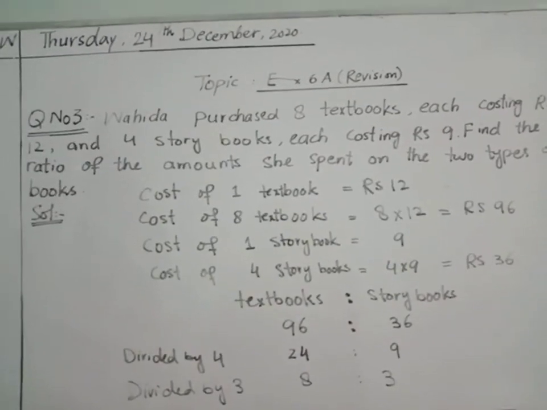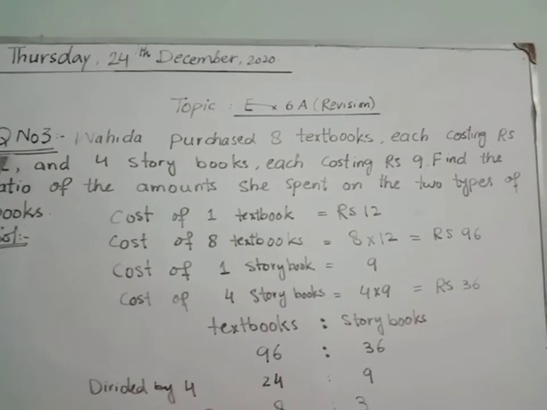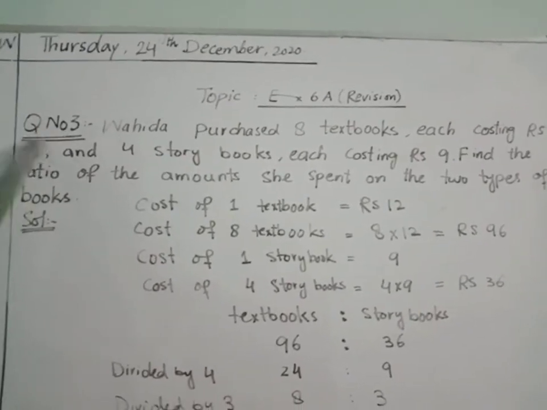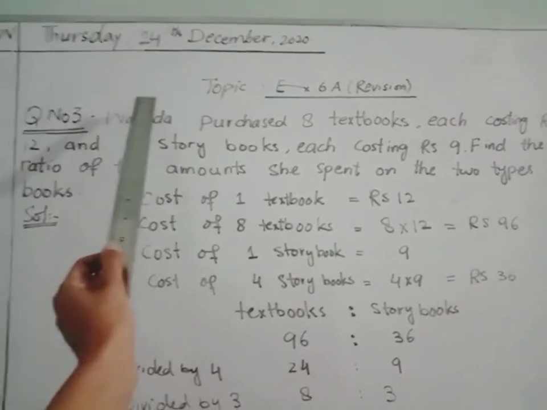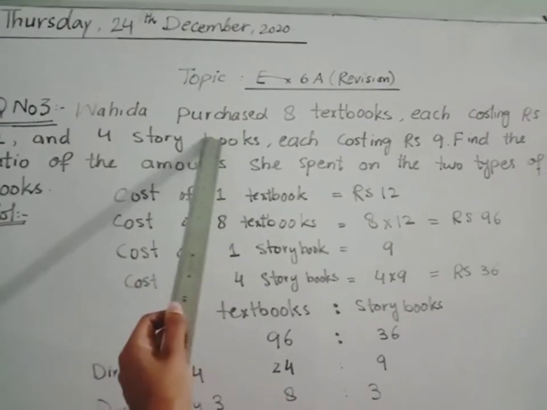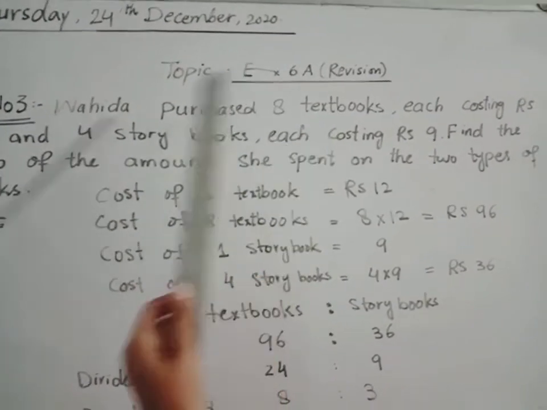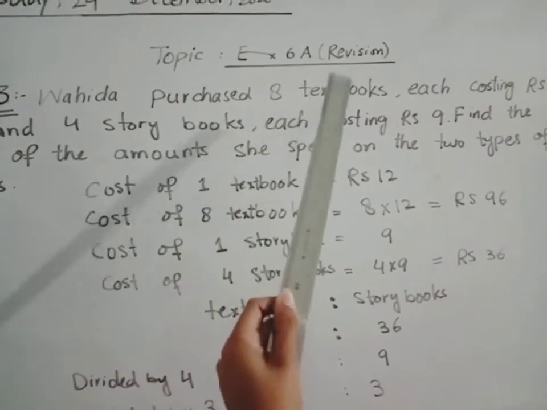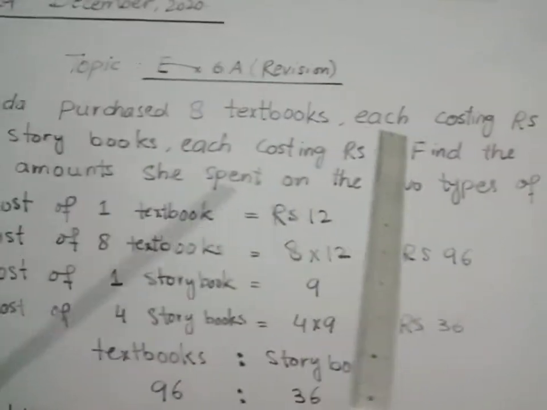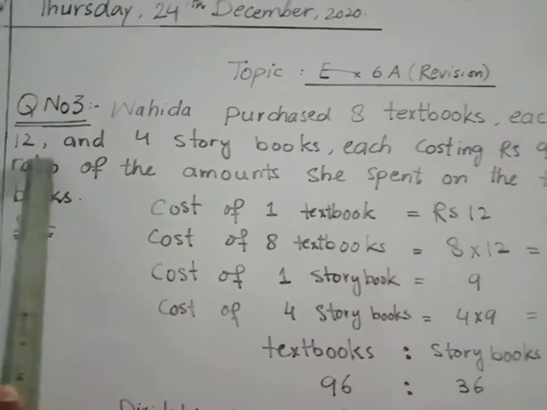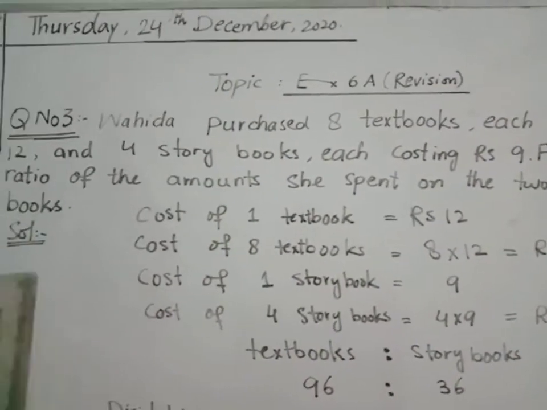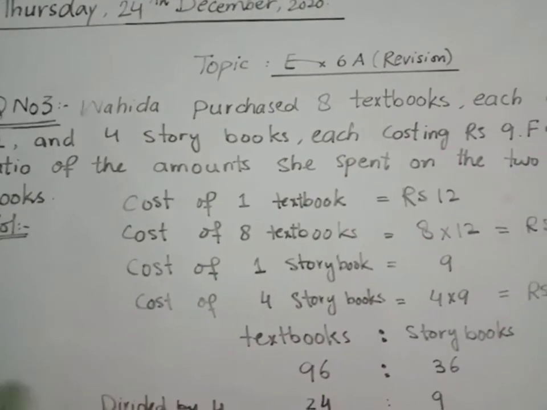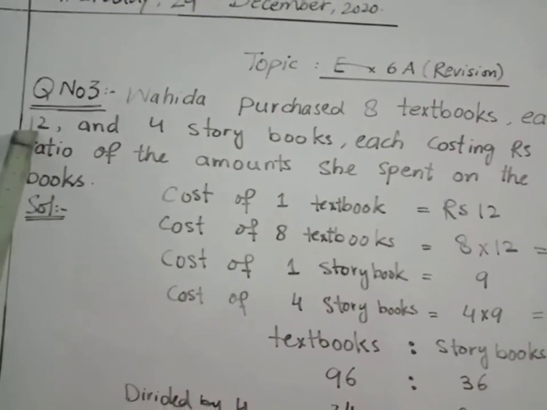Okay, 6th class, this is our next question of this exercise, question number 3. The statement is, Wahida purchased 8 textbooks, each costing rupees 12. Each costing means the price of one textbook. The price of one textbook is 12.